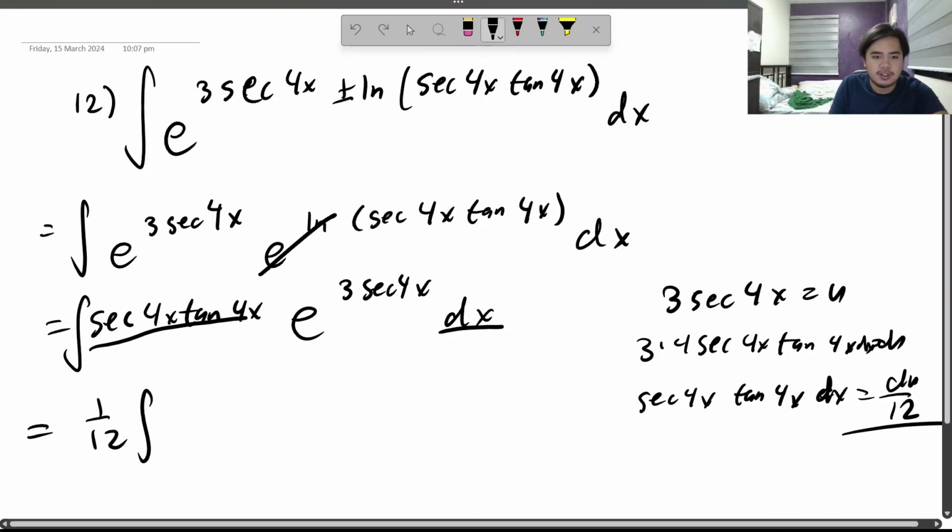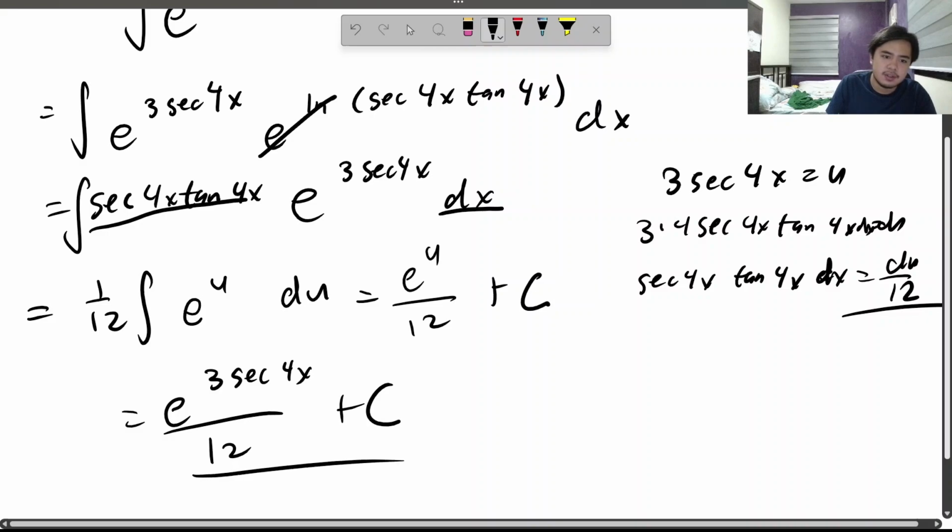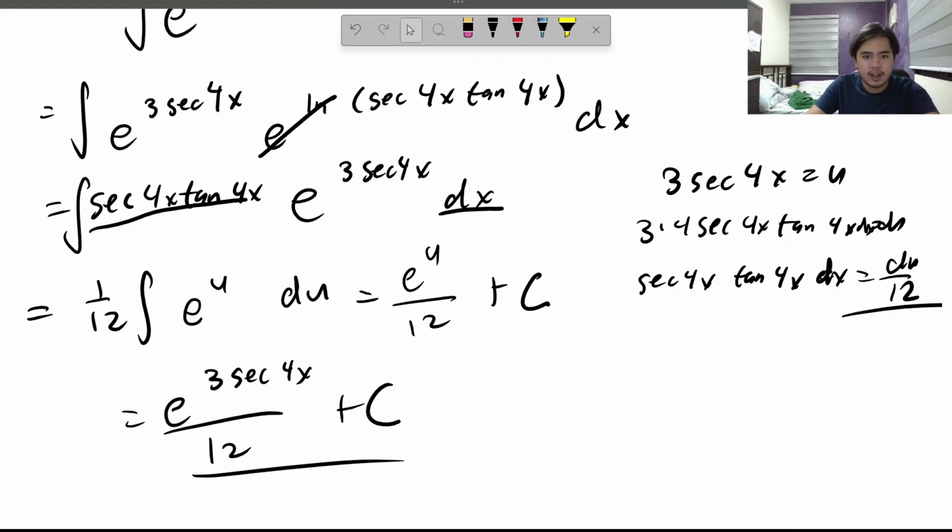Let me just put it closer since this is gonna be very small. E to the 3 secant 4x is e to the u. We all know this is just e to the u over 12 plus c. Now, u is 3 secant 4x, so the answer is e to the 3 secant 4x over 12 plus c. That's the answer. If this sounds familiar to you, I don't know why, but hey, that's the answer. And that's it for part 1, I think. We're gonna proceed to part 2, which is integration by parts.